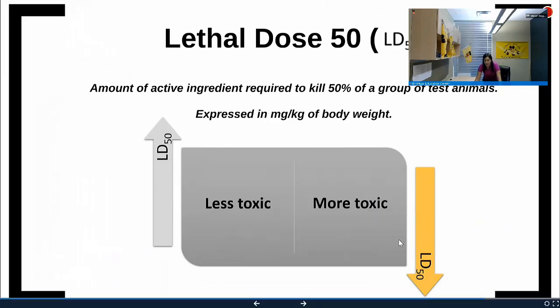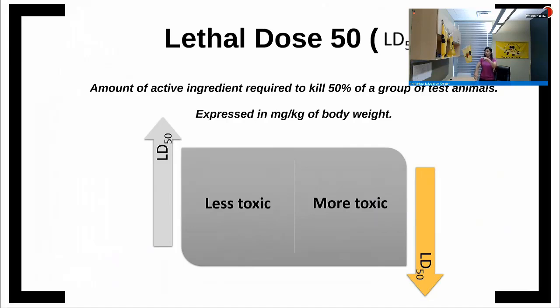If I have a small number for LD50, let's say it's 50 milligrams per kilo, so it requires only 50 milligrams of the pesticide to be ingested or in contact with the skin to actually kill the pest. That's very toxic. Think of it as poison. If it requires just 1 droplet for you to ingest of that poison to kill you, it's very toxic. So a low LD50, more toxic.